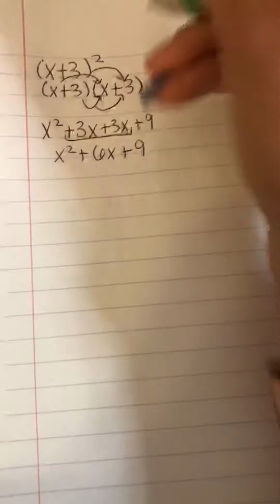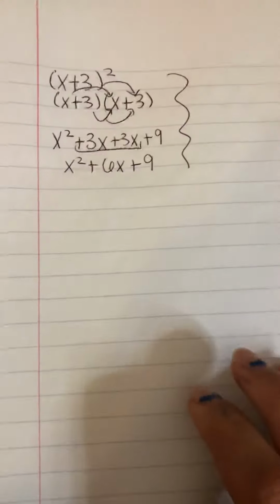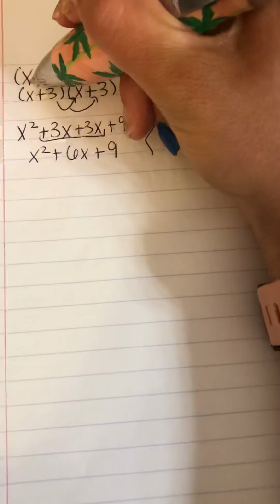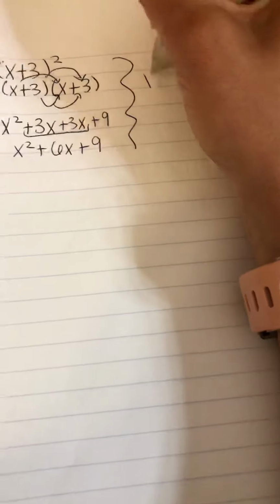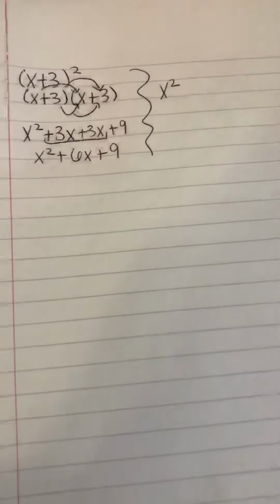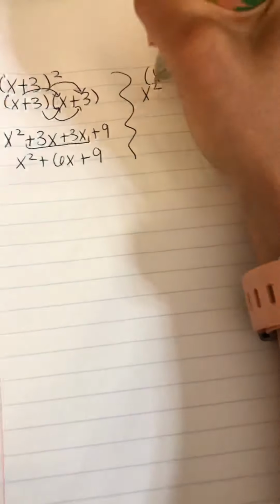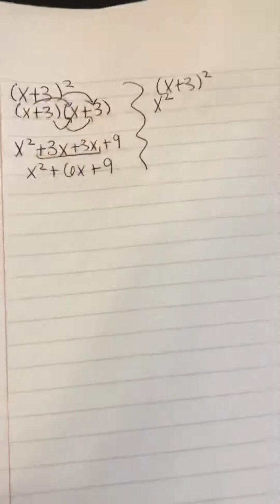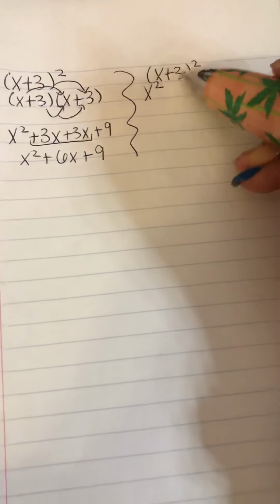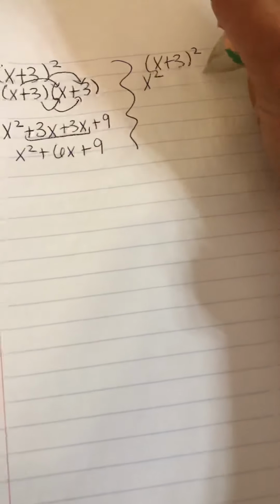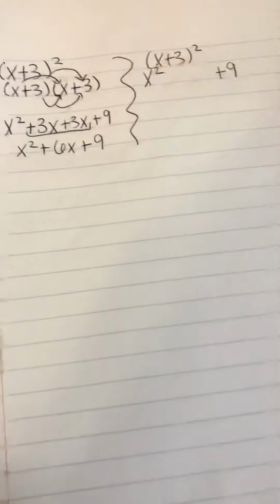Okay. However, if you want to do the shortcut way, you square the first term. So x squared is literally x squared. I'm going to rewrite the problem up here just so you know I'm doing the same one. You'd square the last term. So 3 squared is 9.